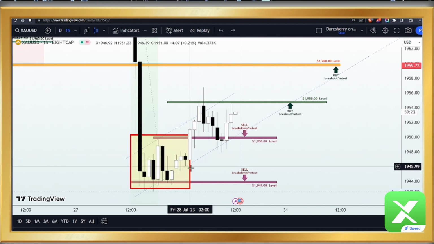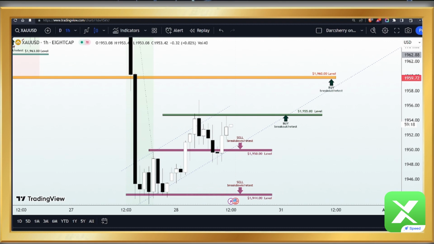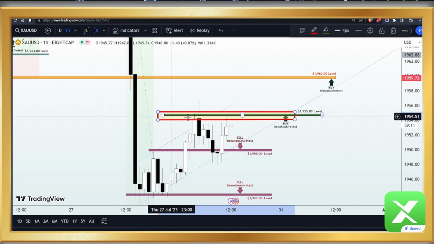Now, with the situation we have here, if you had missed out on that one, well, we have more opportunities at the breakout retest of the 1,955 level, which happens to be the highest point price action had been in the last 10 hours or so now.